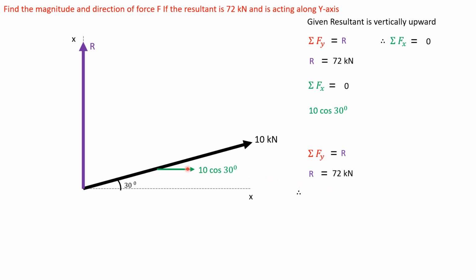resolving the 10 kN force vertically, it will be 10 sin 30 degrees. Here the R value is 72 kN. So substitute 72 kN and the resolution of the 10 kN force vertically, which will be 10 sin 30 degrees directed towards the positive y-axis. So plus 10 sin 30 degrees.